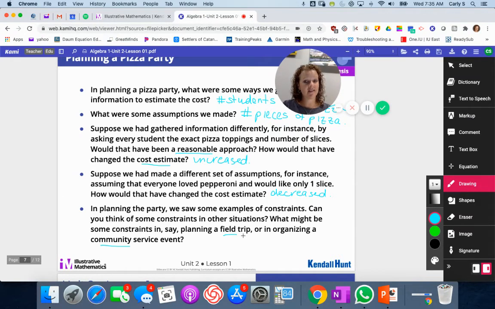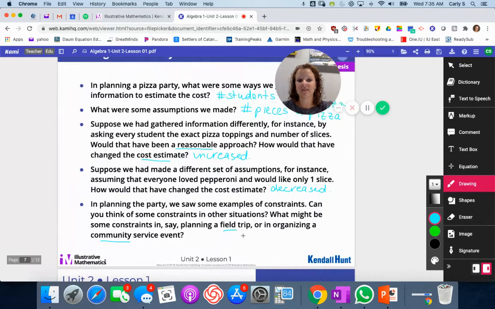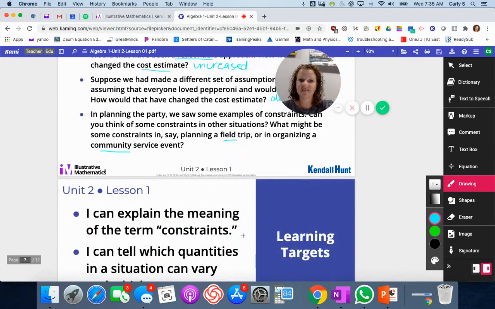Community service event. Are we picking up trash? Should we wear comfortable shoes? Do we need garbage bags? Do we need reflective vests? Etc. So lots of different constraints that you need to think about in real life situations.